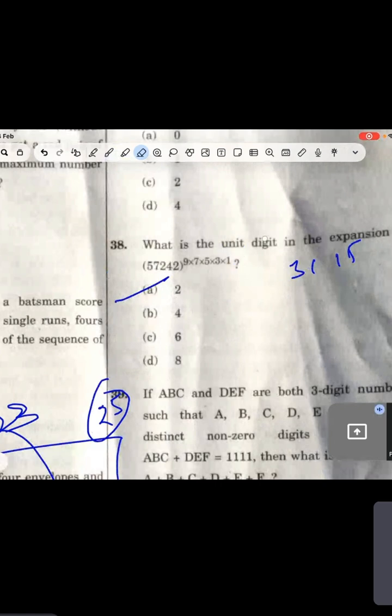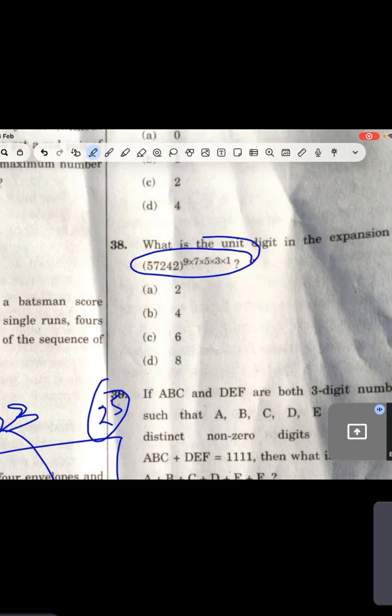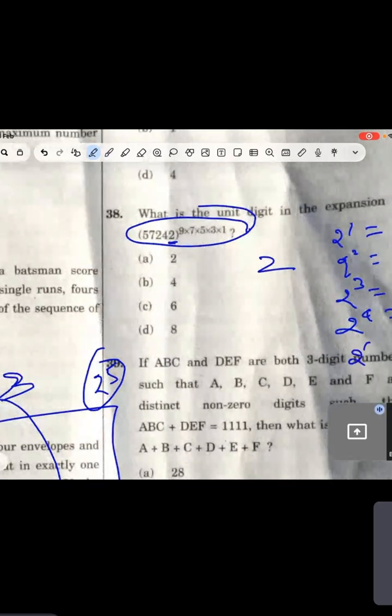Read this. What is the unit digit in the expansion of this? See guys, in this type of question, you find all the numbers. Just remember the unit digit. The unit digit is 2 here, right? So guys, the cyclicity of 2 you have to find out. So 2, 2 square is 4, 2 cube is 8, 2 to the 4 is 16, and 2 to the 5 is 32. Now see, 2 is repeated. It means the cyclicity of 2 is 4, right?